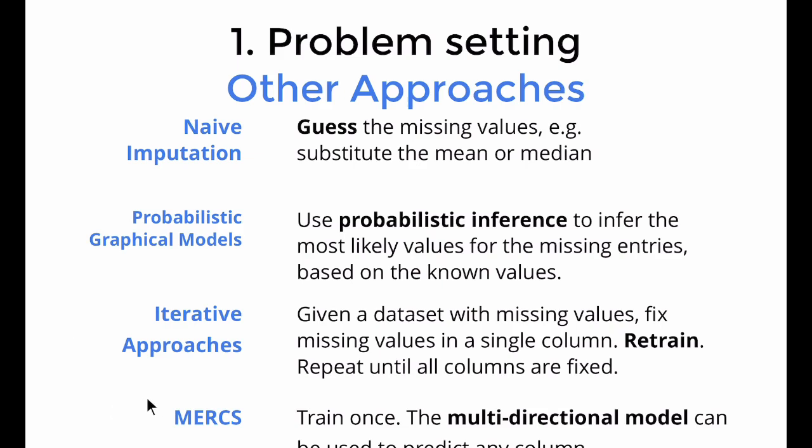And lastly, what we propose is to use MERCS. That's a multi-directional model, which I will come to in a bit. You need to train it once, and then you use it to predict any column. That's the main difference that we're trying to exploit here: iterative approaches need to retrain, and MERCS differentiates itself because it only needs one training step.